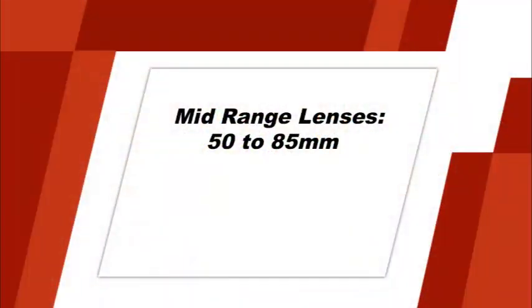Mid-range or normal lenses typically have between 50 and 85 millimeters. This range of focal lengths is great for family snapshots, portraits, and vacations. The 24 to 105 lens also falls into the mid-range category. These lenses are often referred to as walk-around lenses because they are so versatile and can be used for a variety of subjects and shooting scenarios.